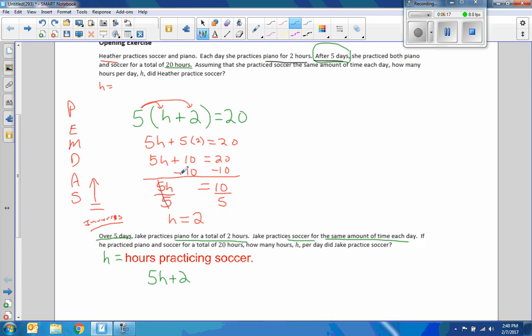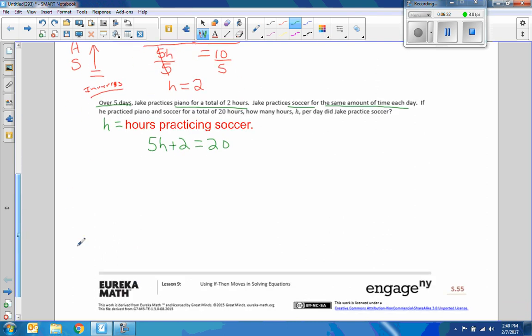The difference between this problem here and this is the parentheses. We are not going to distribute that 5 to the 2 because he didn't practice 2 hours a day for 5 days. He just practiced a total of 2 hours. And that's going to equal 20. Okay. So I have 5H plus 2 equals 20.